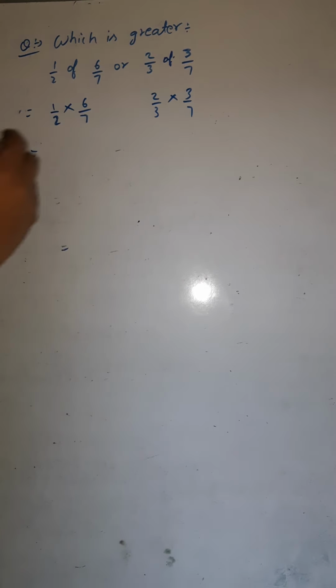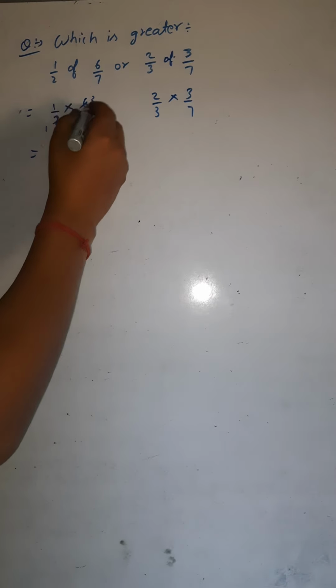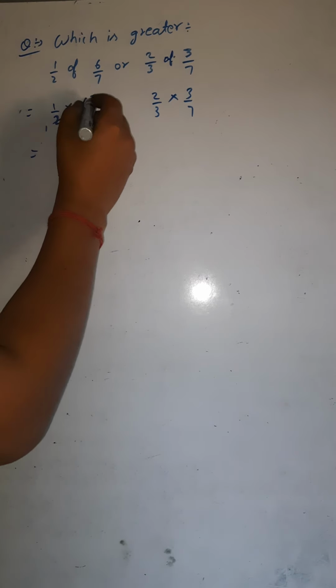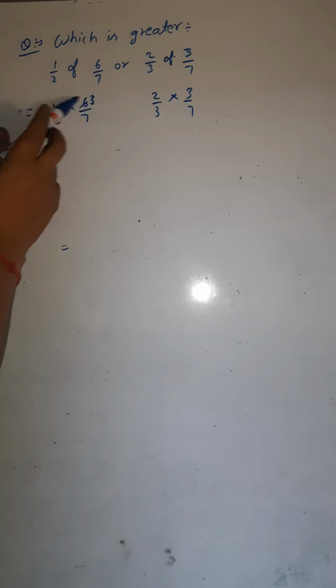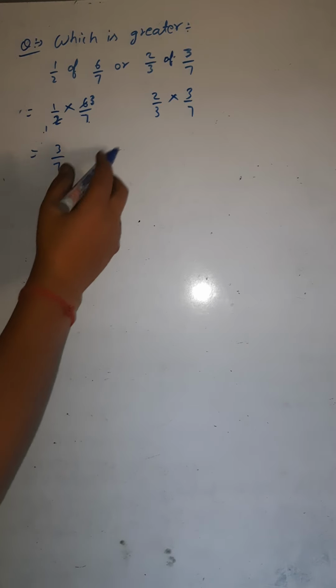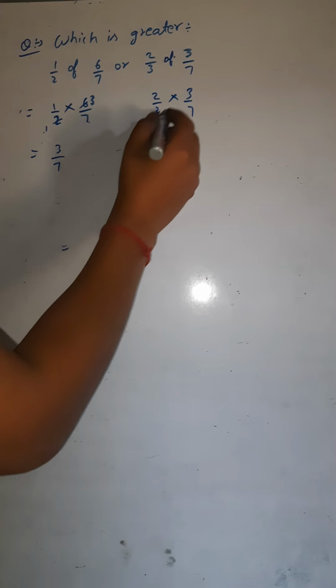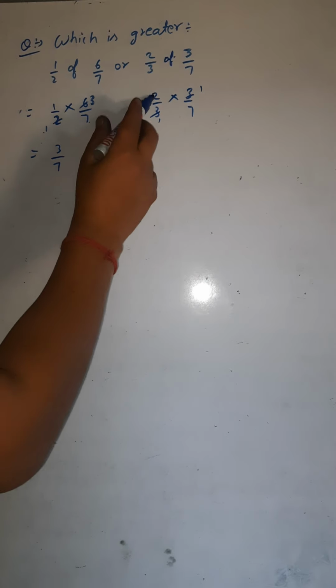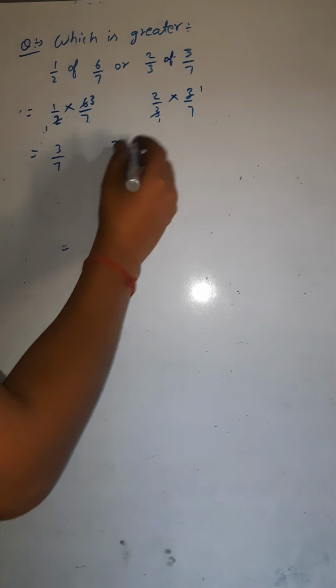If you can see, 2 ones are 2, 2 threes are 6. Both of the digits you can cut by 3. So answer would be 3 ones are 3 divided by 7 ones are 7. Similarly here this 3 ones are 3, 3 ones are 3 you can cut. So answer would be 2 ones are 2 divided by 7 ones are 7.